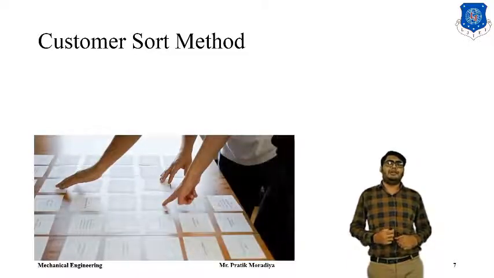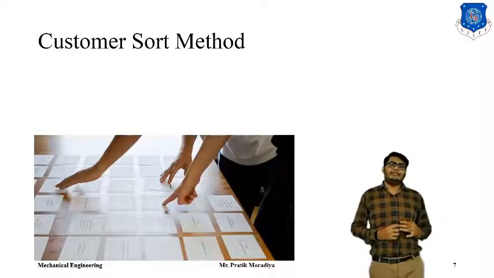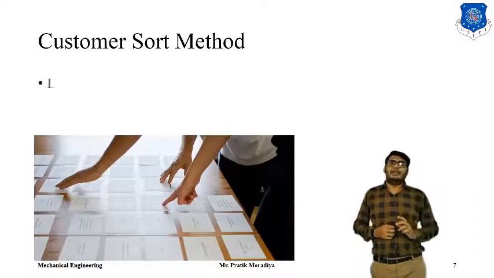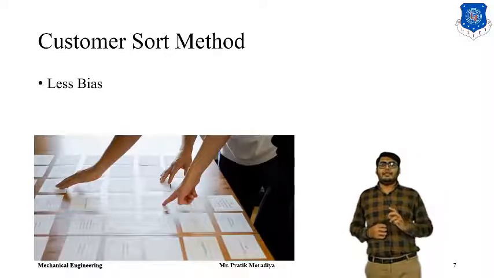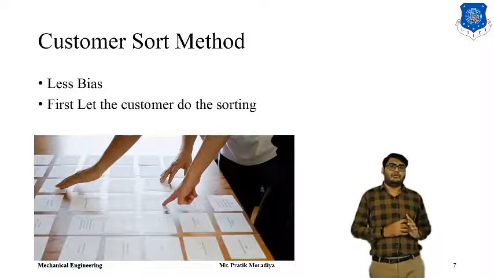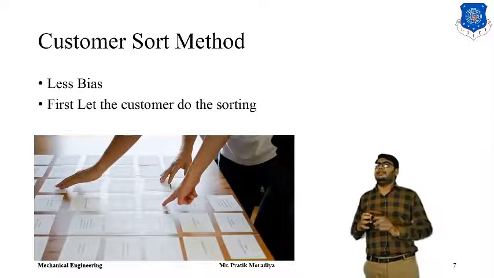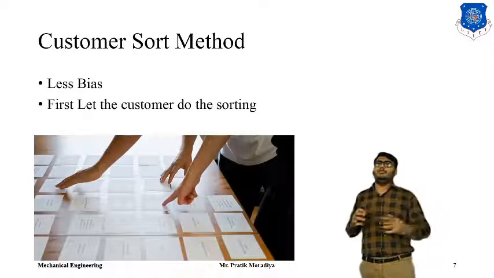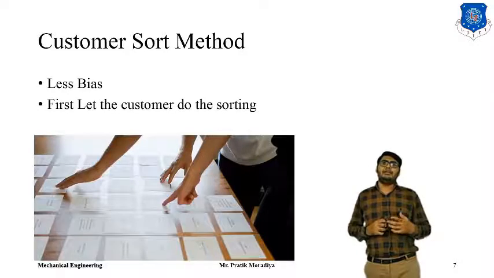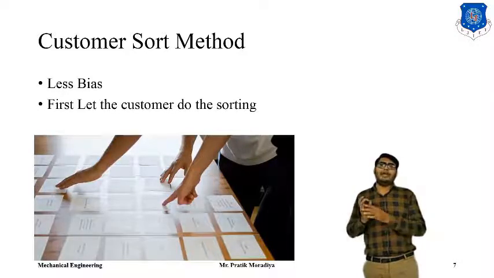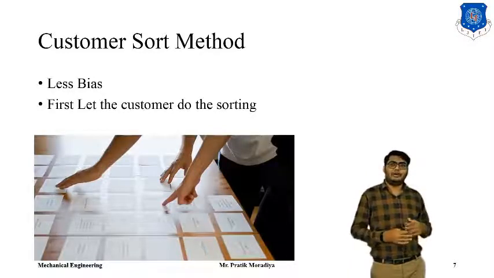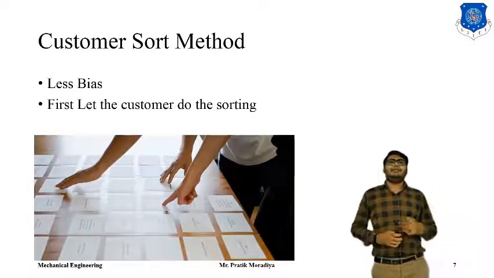We perform similar tasks to those we performed in the affinity diagram. The only difference is that here we are telling customers to do the sorting. So we are telling customers to sort the needs into different classes. What this does is that, as customers do not have any preconceived notions about our project or our design, it will be less biased.